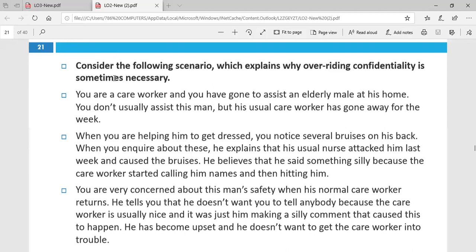I think as a care worker, they haven't seen the full picture. They don't have the full picture of what's gone on and what's not gone on. So they need to inform the manager, who can take each person's information individually, find out what's gone on, and make the decision. Putting that much stress on the care worker would not be right. So that's why overriding confidentiality is necessary.